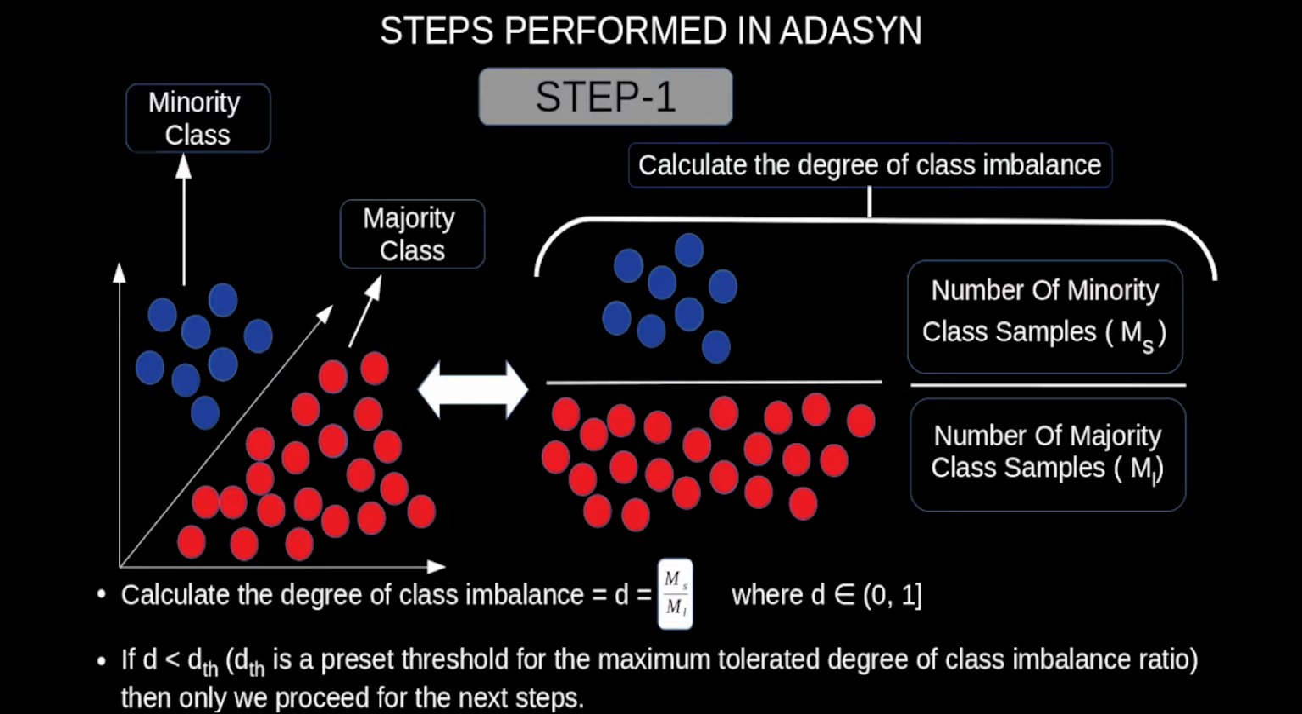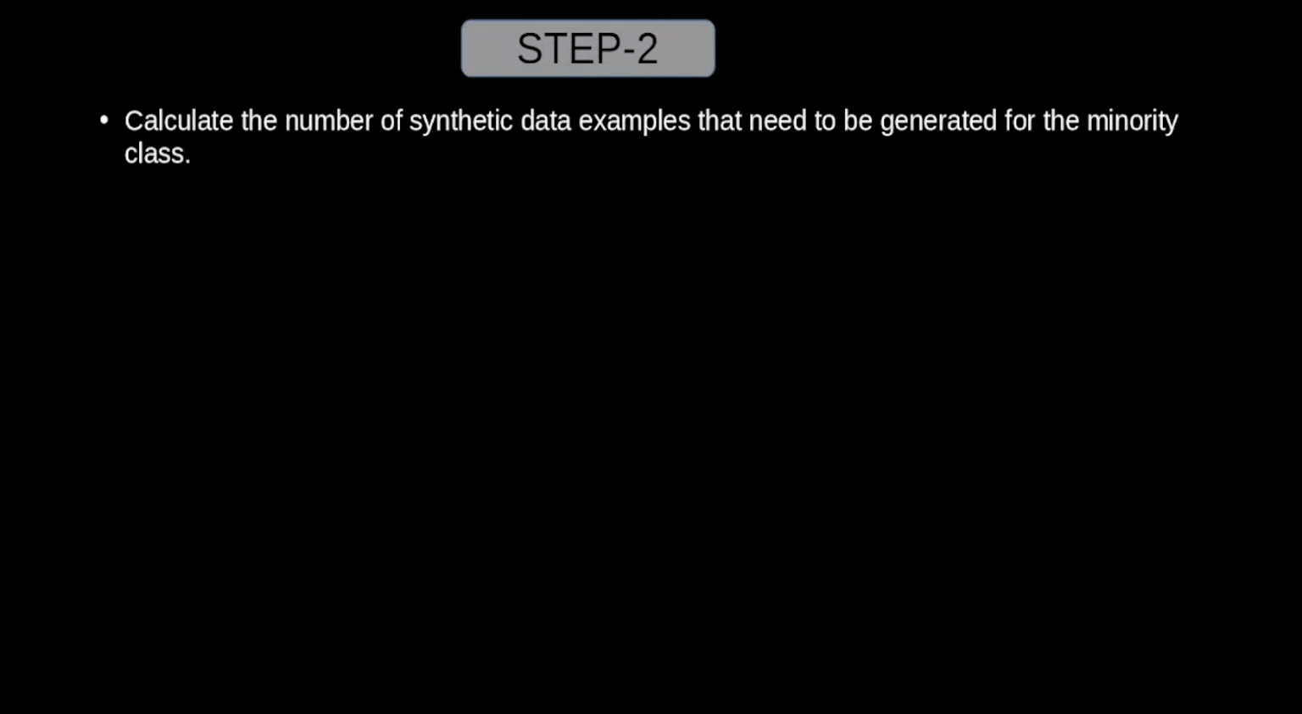After calculating d, we check a condition. If d is less than dth, where dth is a preset threshold for the maximum tolerated degree of class imbalance ratio, then only do we proceed to the next steps that we perform in ADASYN. Now let's move on to step 2. We calculate the number of synthetic data examples that need to be generated for the minority class. We calculate the number of synthetic data examples with the help of this formula.